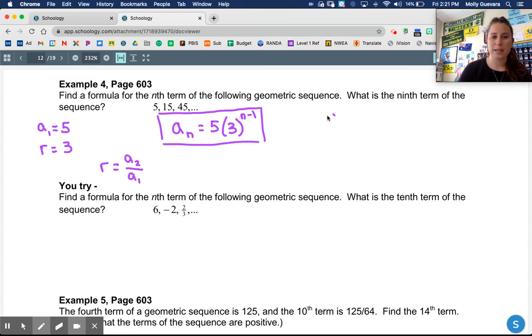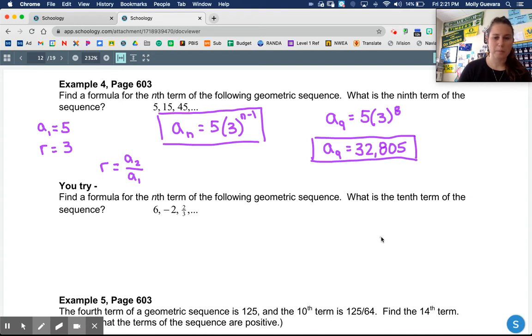Then it says, what is the 9th term? So a sub 9 is going to be equal to 5 times 3 to the 8th. So my 9th term here is 32,805. So if I keep multiplying by 3, 9 times, I'm going to get 32,805. Okay, so try this one, hit pause, and then when you're ready to go over it, let's do that.